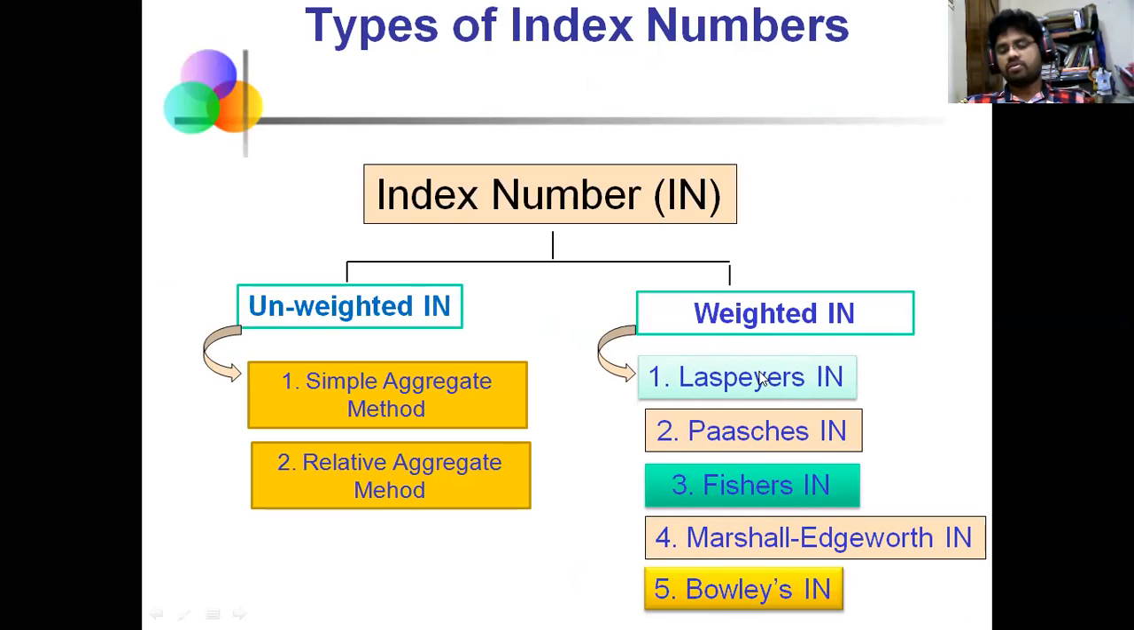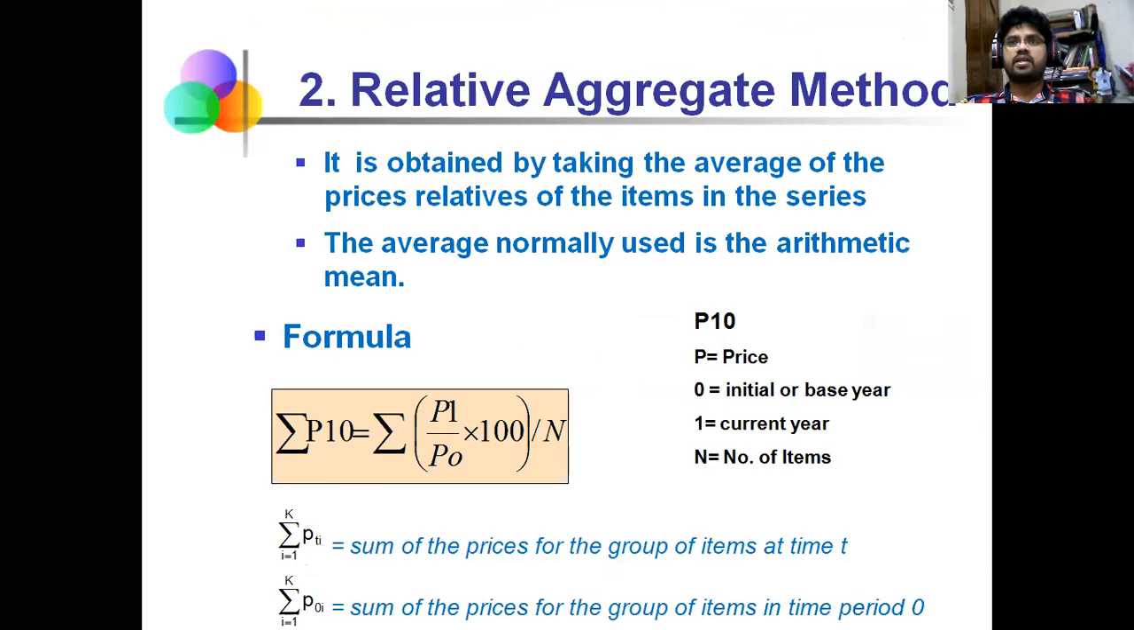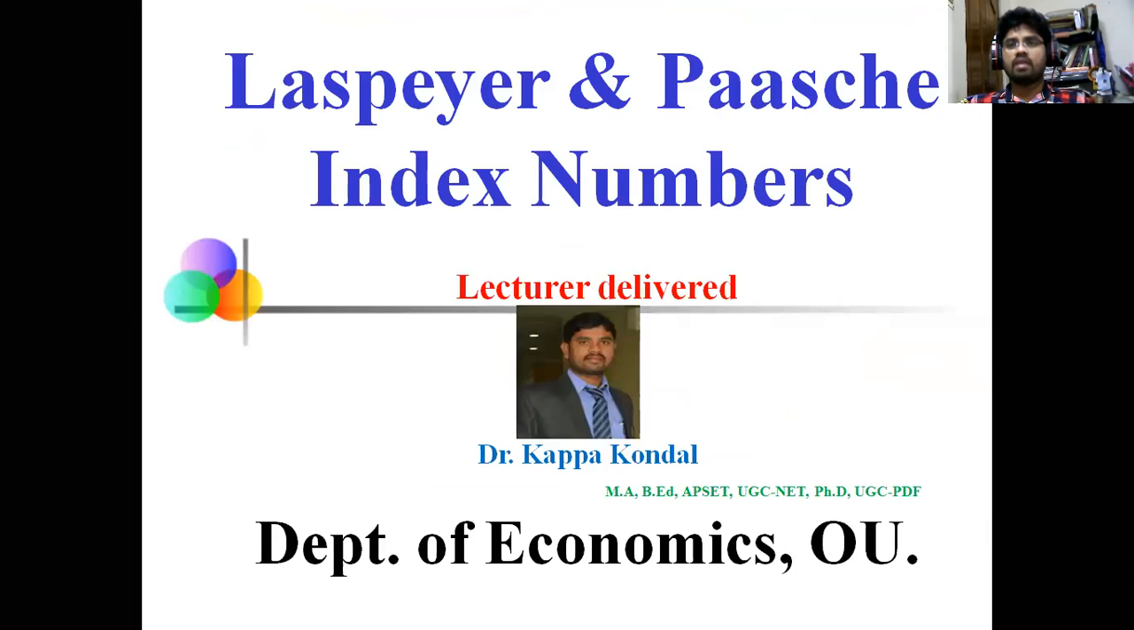So today we will discuss what is meant by the Laspeyer index, Paasche index, and Fisher index, and how we can calculate them. These are the simple and aggregate relative methods. Mainly today the class is focused on these 2 things only, the Laspeyer and Paasche. If time permits, we'll discuss the Fisher index number. The first thing is the Laspeyer index number.